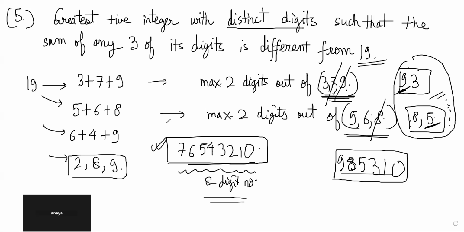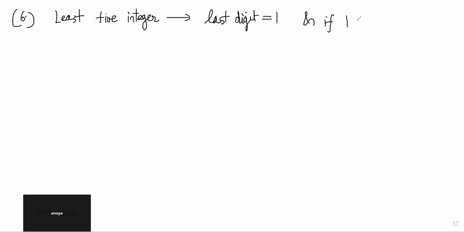6 and 7. Okay. What was question 6? Find the least positive integer whose last digit is 1 and has the property that if the last digit is moved to the front, you get a number 3 times smaller than your initial number. Last digit is 1, and if 1 is moved to the front, the new number is 3 times smaller than the initial number.